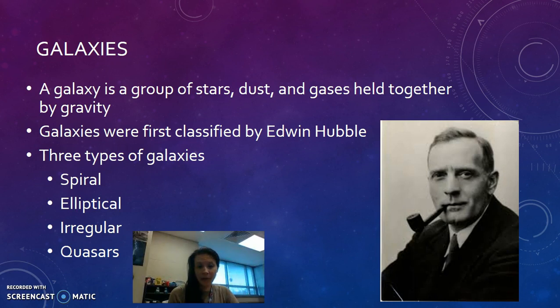And it was Edwin Hubble that classified galaxies. He's the scientist most known for his work on galaxies. And there are different types that we're going to go through: spiral, elliptical, irregular, and quasars.